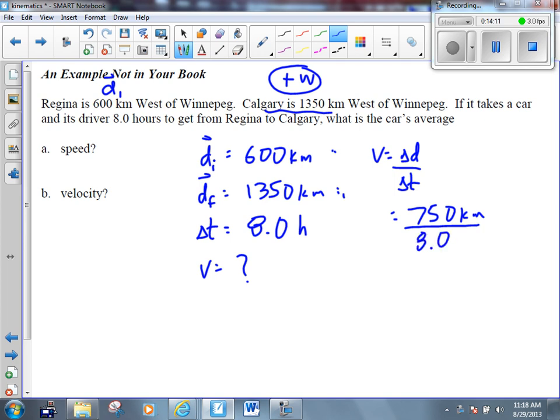We divide that by 8.0 hours. And I think when we do that, I think we get 93 kilometers per hour. Is that right? Yes.